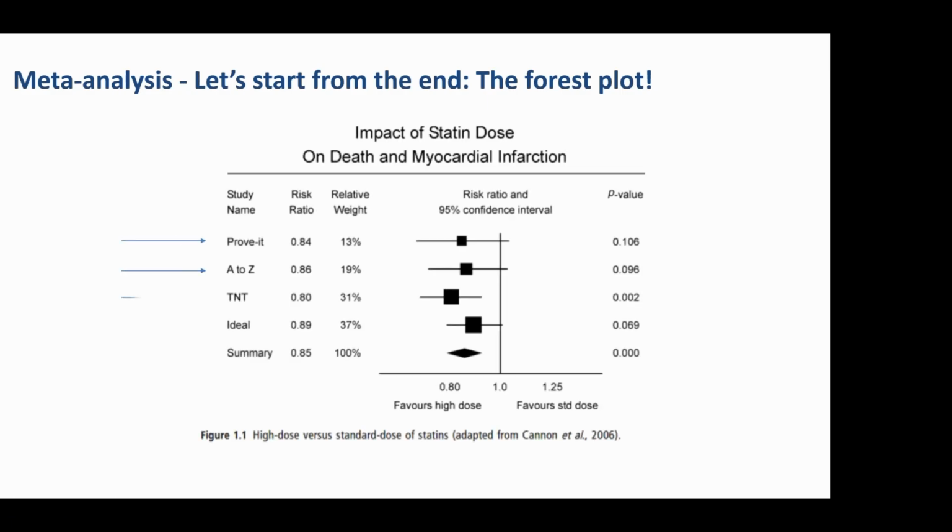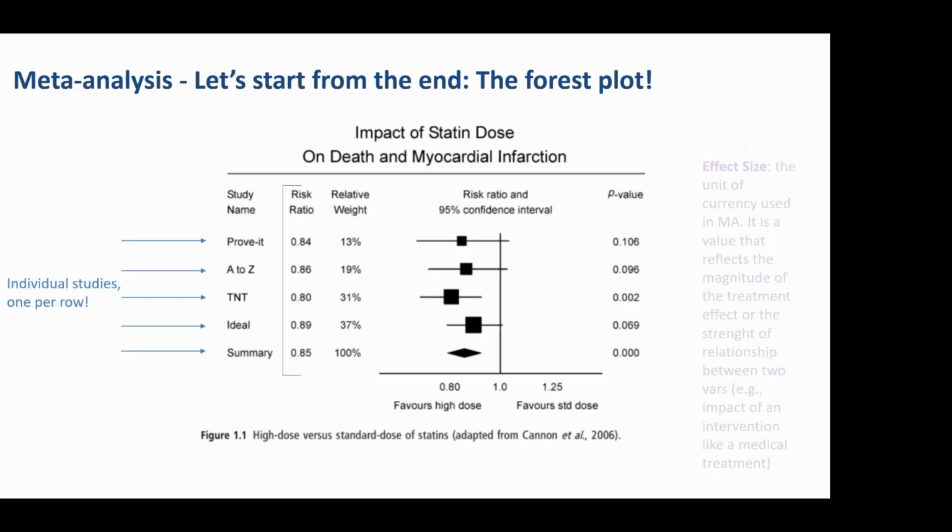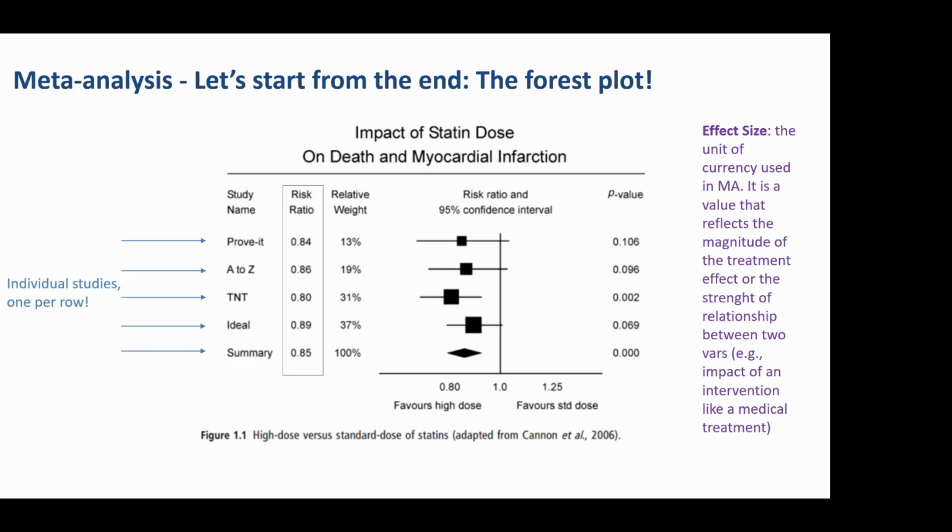Well, let's start from the end, the forest plot. This is the end result of a meta-analysis. Maybe you have seen it in some of the papers that you have been reading in your PhDs or other studies. It's called the forest plot. In this case, it's taken from the example that was in the previous slide. So this is showing the impact of statin dose on death and myocardial infarction.